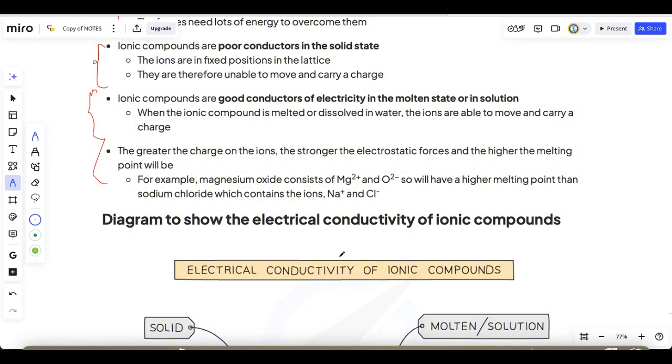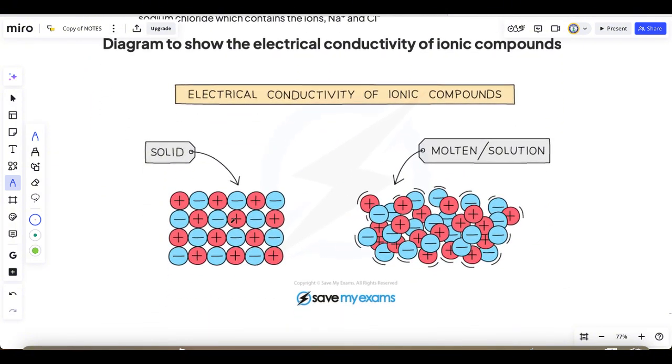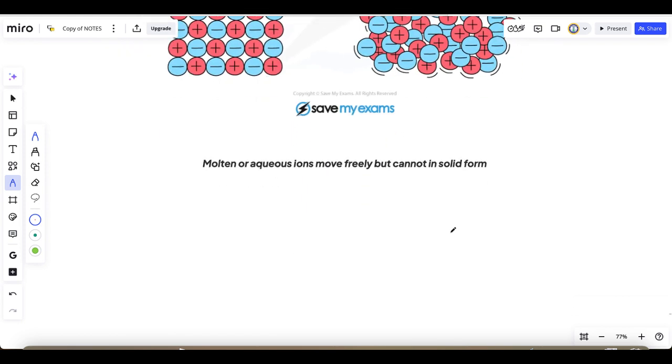Now let's look at the diagram to show the electrical conductivity of an ionic compound. This is what happens. In the solid, the ions are in fixed positions. You can see the charges of the ions are in fixed positions, so they cannot move to carry the charge. When you now make it molten, when you melt it, or in solution, when you dissolve it in water, the ions are able to slide over each other. So they are able to carry the charge from one place to another. Therefore, it will be able to conduct electricity.